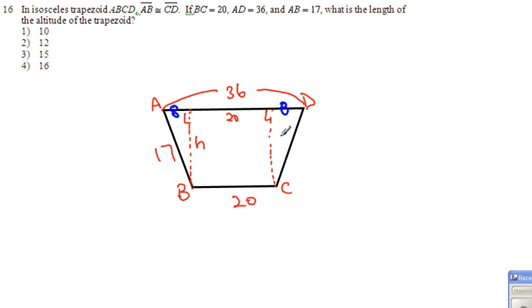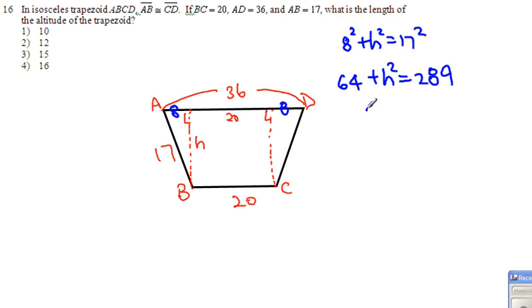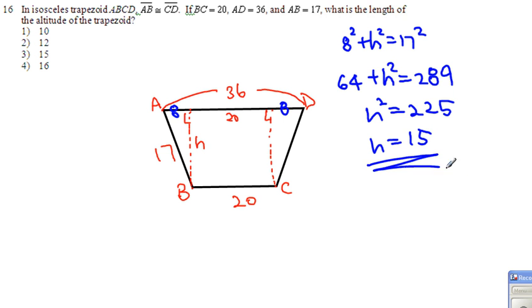The fact that we're going to find H, some of you might have remembered the special triple 8, 15, 17, so hence you can get the answer 15, but we'll just write up the Pythagorean theorem. 8 squared plus H squared will be equal to 17 squared. 8 squared is equal to 64 plus H squared, and 17 squared would have been 289. When you subtract 64, we'll realize H squared to be 225, where H will be equal to 15, which would have been right over here.